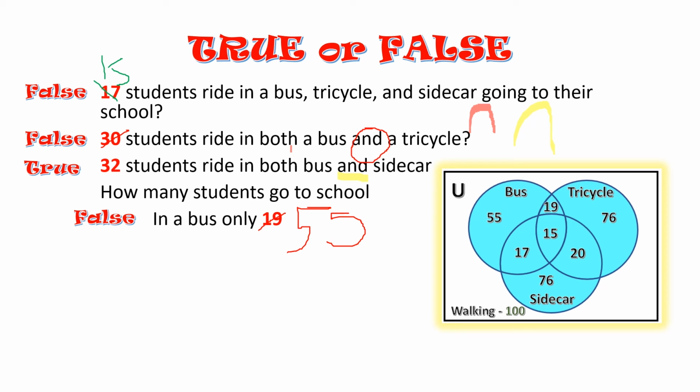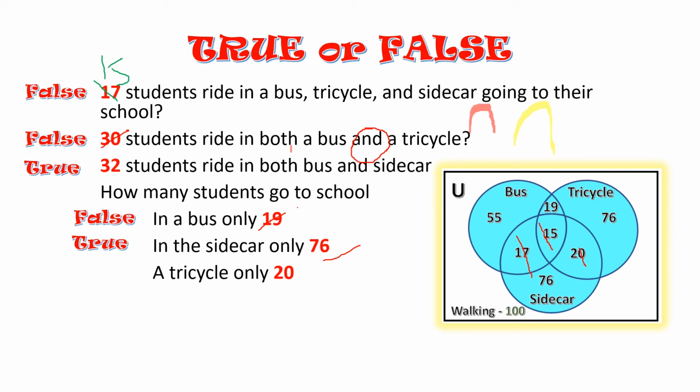Identify the elements. Next, in the sidecar only. So, earlier we were asking about bus. So, this time, we are asking about sidecar. So, let's first extract those with intersections, which is this part, and this part. So, what is left that only uses sidecar? So, that is 76. Is it true or false? Very good, true. So, 76 students.